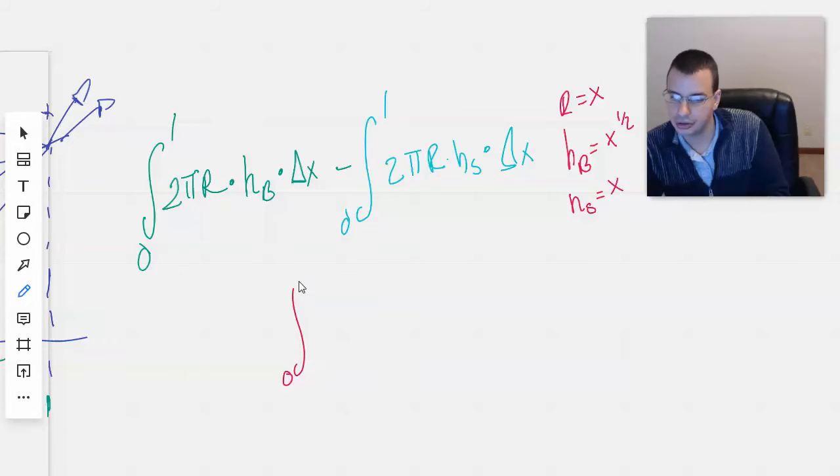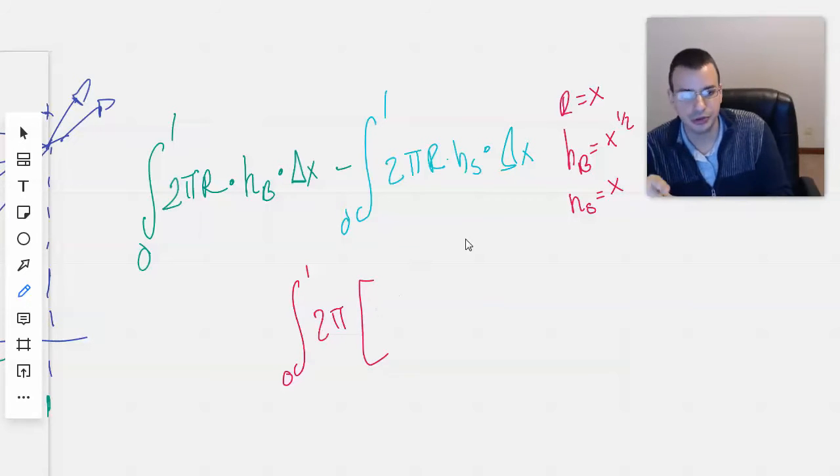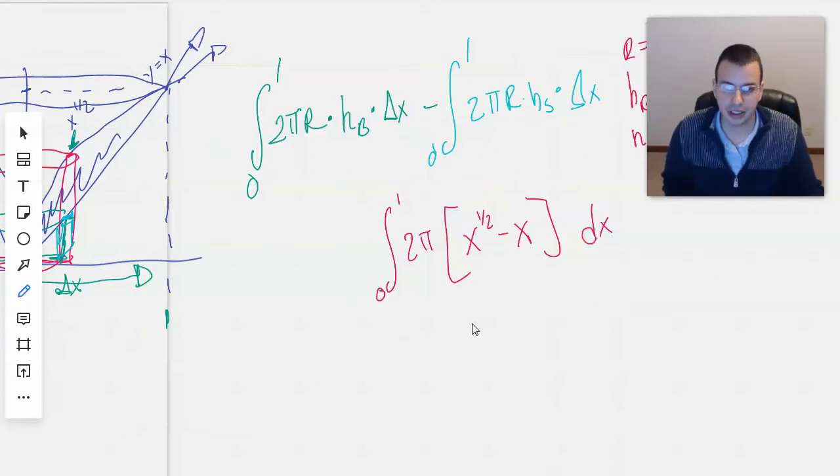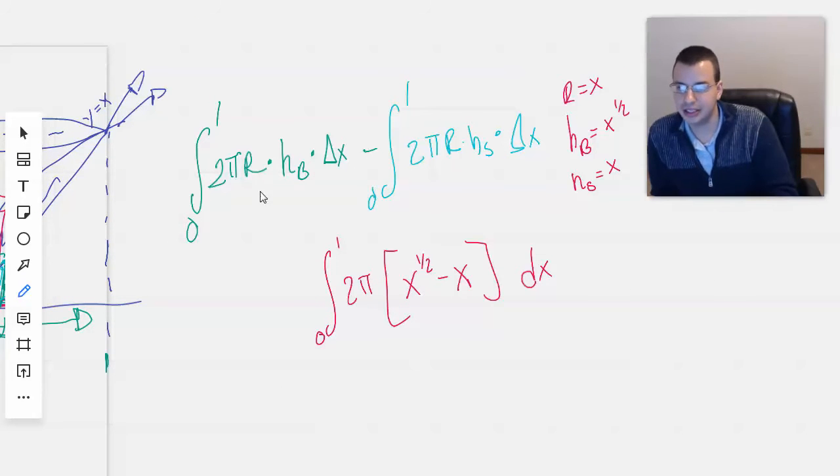So I'll do 0 to 1, 2 pi, and then we'll do x to the 1/2 minus x, and then I'll change the delta x to dx. So what this is doing here, wait a second, did I forget an x? Oh, I did, and then multiply by x.